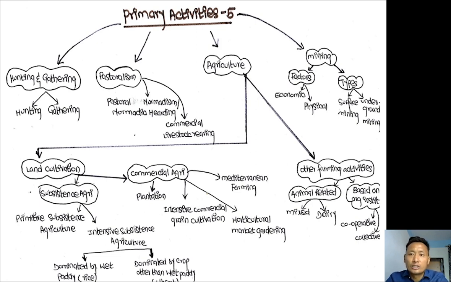And the last main topic that we are going to learn is mining. Under mining we are going to learn about the factors affecting mining and types of mining. We are going to learn two factors: economic factors and physical factors related with mining. And for types of mining, we have two types: surface mining and underground mining. So this particular diagram is the key or the main theme of the chapter, that is chapter number 5.